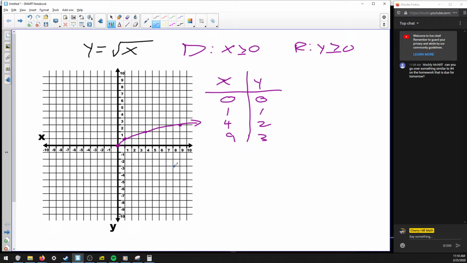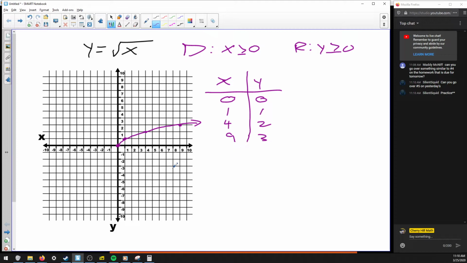This is a picture of the parent function. All square root functions will look like this. They might be stretched out a little bit. They might be flipped over, but they're always going to start at a location. This one starts at 0, 0. And then they're going to kind of shoot off like a shooting star, right? That's kind of the way this one works.